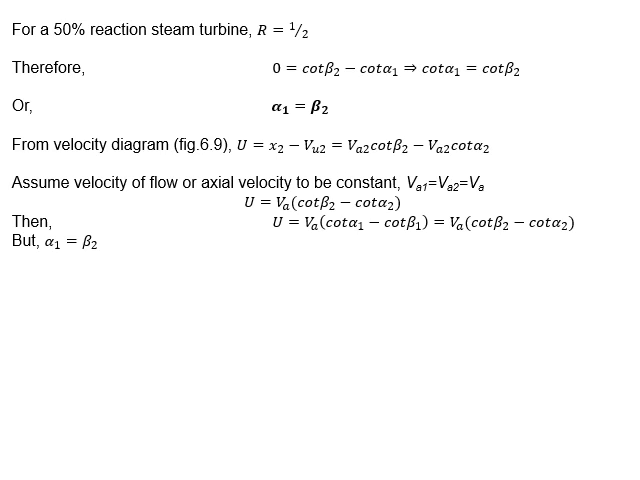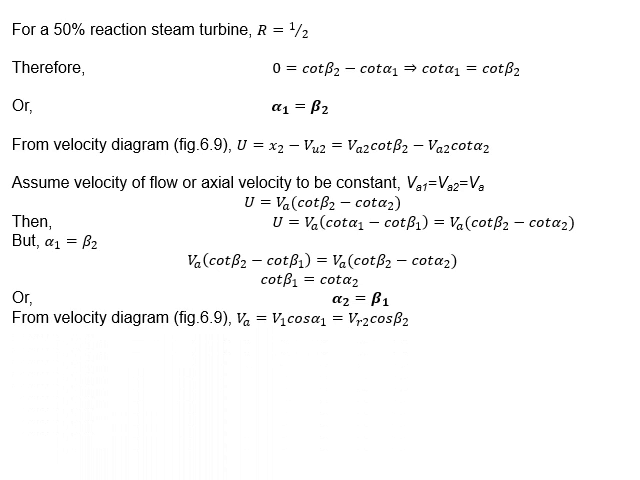But alpha 1 is equal to beta 2. Now Va (cot beta 2 minus cot beta 1) is equal to Va (cot beta 2 minus cot alpha 2), that is cot beta 1 is equal to cot alpha 2. Therefore alpha 2 is equal to beta 1.